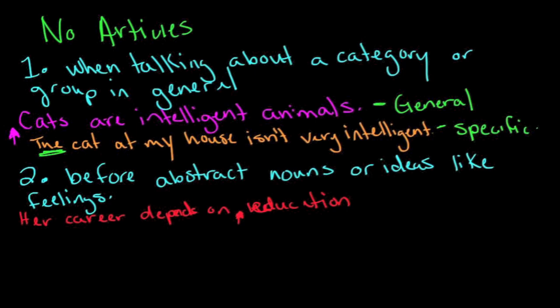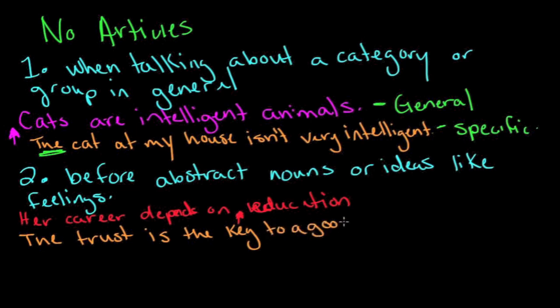Let me give you another example. The trust is the key to a good relationship. In this case, no, that is incorrect. Trust is an abstract noun. So correct is trust is the key to a good relationship.